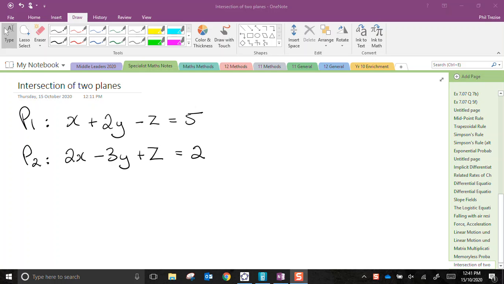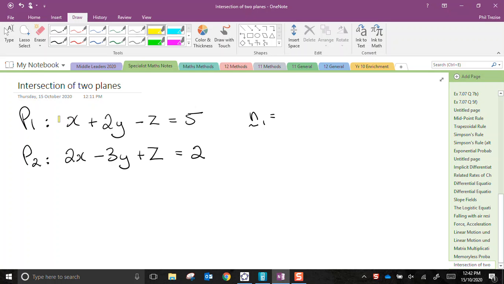Hi everyone, this lesson is going to be about how we determine the intersection of two planes in three-dimensional space. So I've set up two equations here which represent the Cartesian equations of two planes. The first job is to write down the normal vector for each of these. So I'll say normal vector 1 for plane number 1.